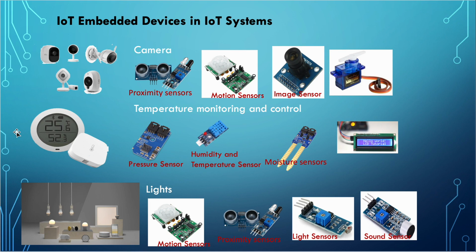We are mainly going to look at the sensors and actuators which are connected or networked together with the embedded system, which has the processing power to function these IoT devices. So combining everything together will make an IoT embedded device, right? First and foremost, the first example we took is the camera.